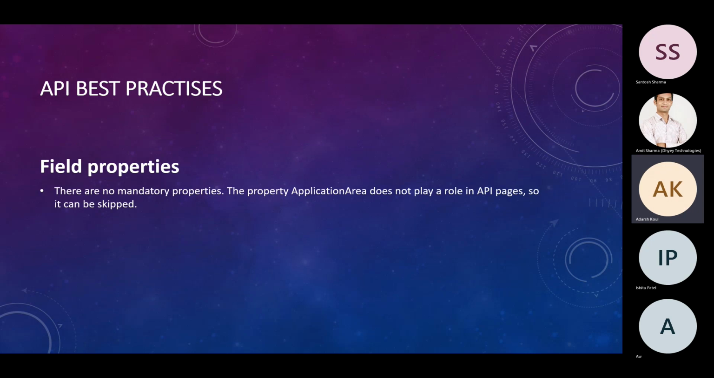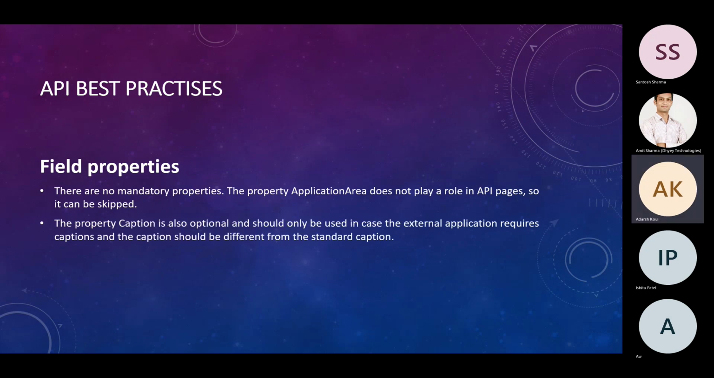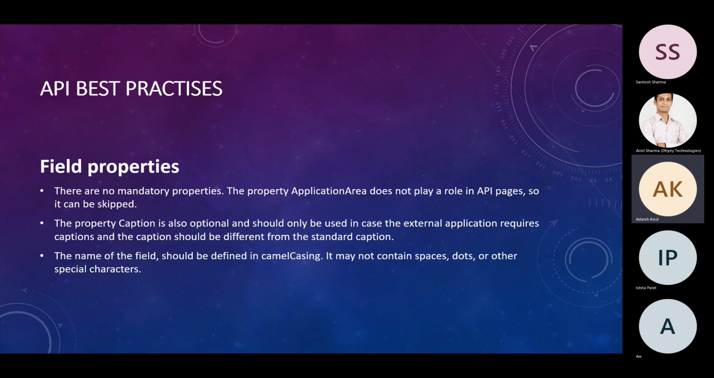Now let's discuss field properties. There are no mandatory properties. The property application area does not play a role in API pages, so it can be skipped. The property caption is also optional and should only be used in case the external application requires captions, and the caption should be different from the standard caption. The name of the field should be defined in camel casing. It may not contain spaces, dots, or other special characters.